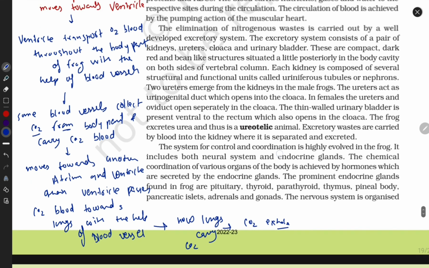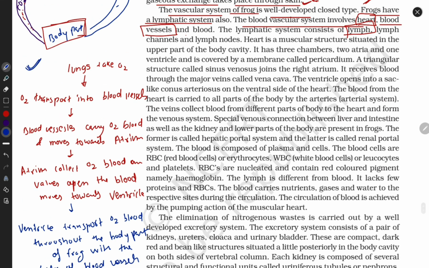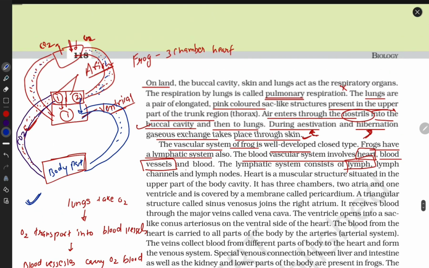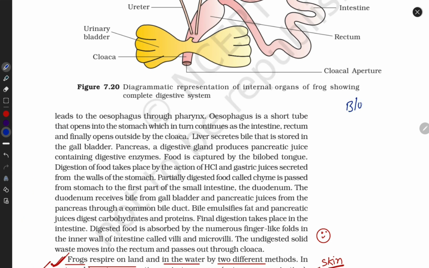So I teach here the respiratory system as well as the vascular system. Remember this flow chart, okay? Guys, here is a brief discussion about blood. I'm drawing here, guys. Now blood. What is blood?